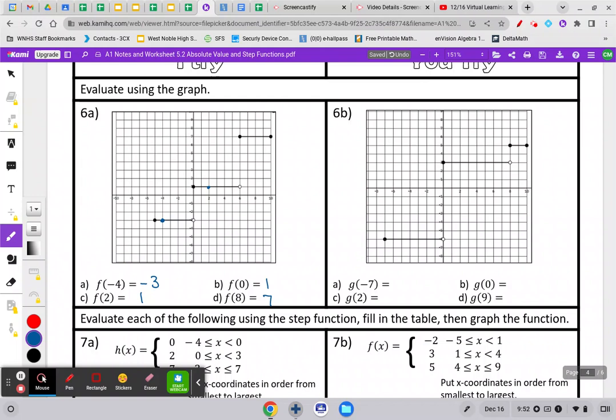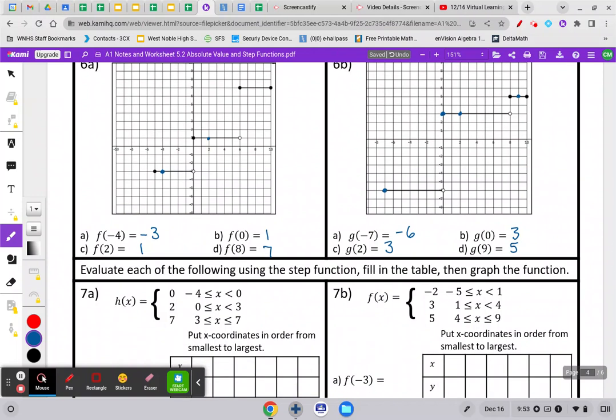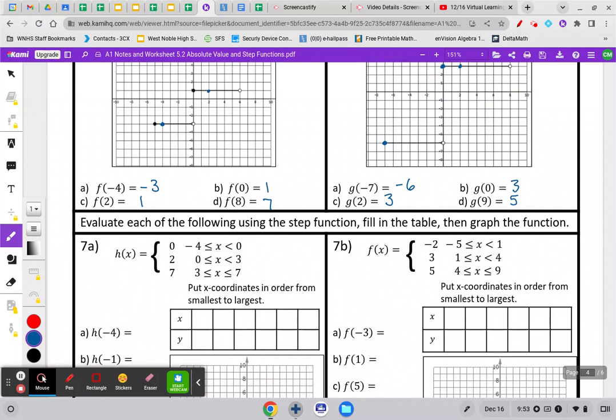Try the next one as well. F of negative 7 is at negative 6. Oh, sorry, it's a G. G of negative 7 is at negative 6. G of 2 is at 3. G of 0 is at 3. And G of 9 is at 5. I did not mark all of those, but this is where we are. Negative 6. Positive 3. Positive 3. And positive 5. So that's how I figured out all of those. Basically, they're just coordinates that are on our step function.